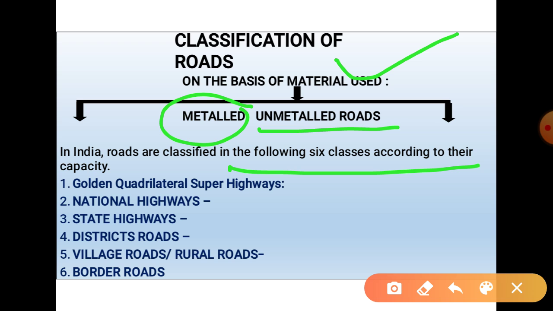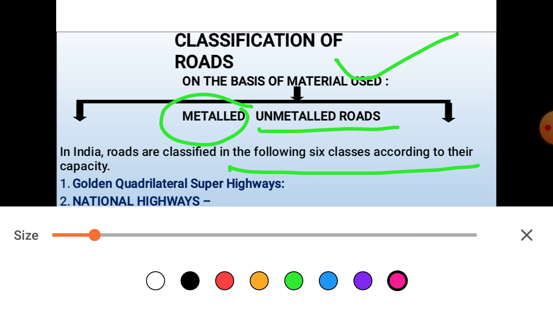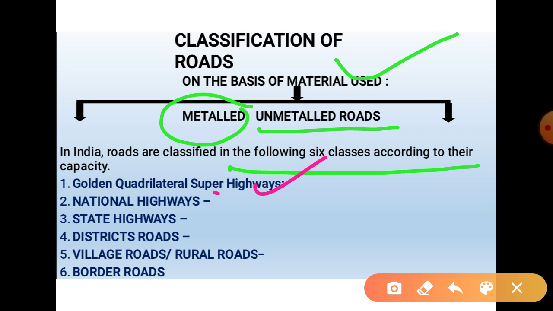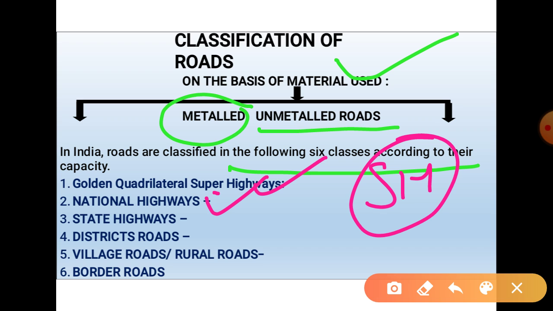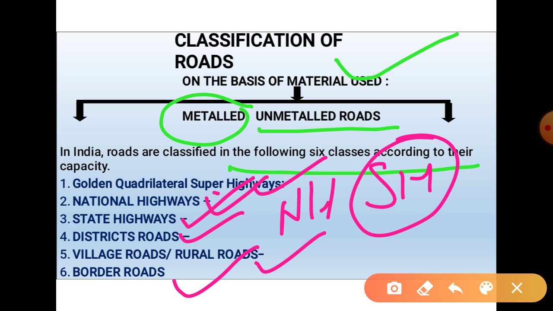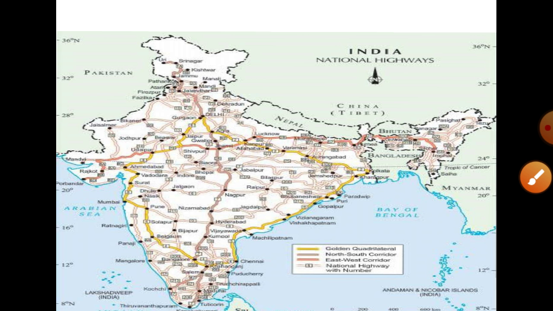In India roads are classified in the following six classes. So also we can say there are six types of roads classified in India. First, the golden quadrilateral or super highways, SH. Then the second category is national highways, NH. Then third, state highways. Fourth, district roads. Fifth, village or rural roads. And the sixth one is border roads. So in this way there is a classification of roads into six types. One by one we will discuss them.